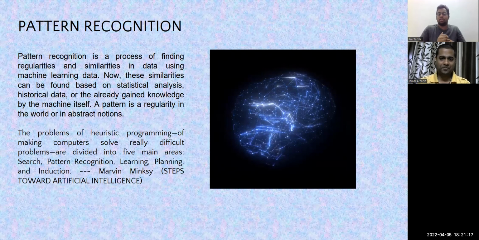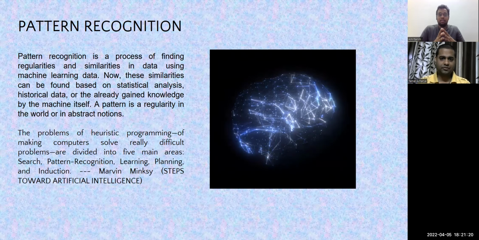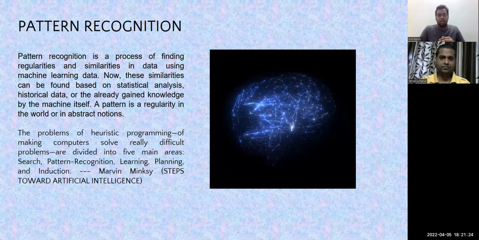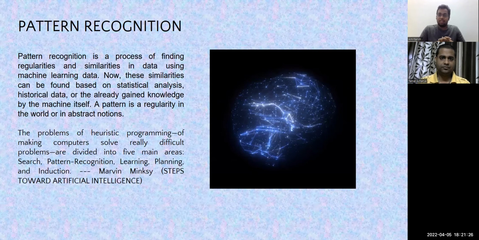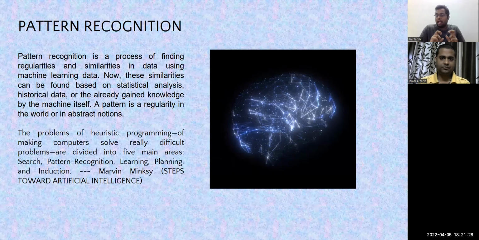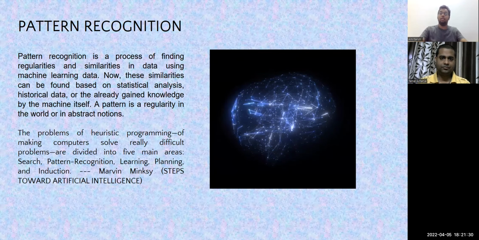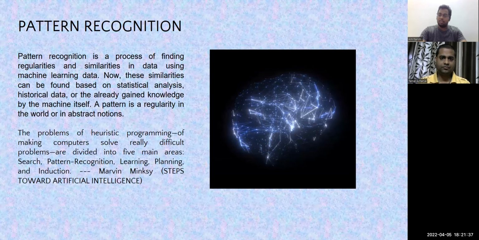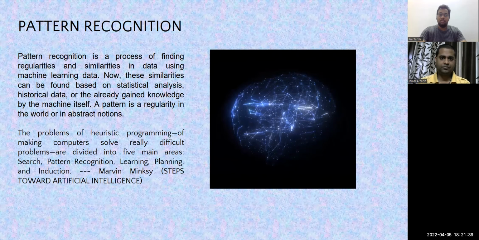Pattern recognition is a process of finding regularities and similarities in data using machine learning or variations of deep learning as well. Now, of course, we can do a statistical analysis on historical data, and we can also have some context knowledge ourselves. We might already know something about the world, and based on that, we can maybe figure out a pattern. So basically, you can say a pattern represents a regularity in the world or in an abstract notion altogether.